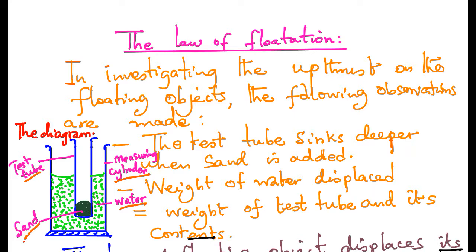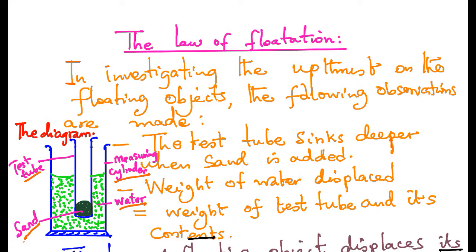After half filling the measuring cylinder with water, we place a clean dry test tube into the cylinder and add some sand to it so that it floats upright. We then determine the volume of water displaced, remove the test tube from the cylinder, dry it, and then determine its weight. The experiment is then repeated and observations made.